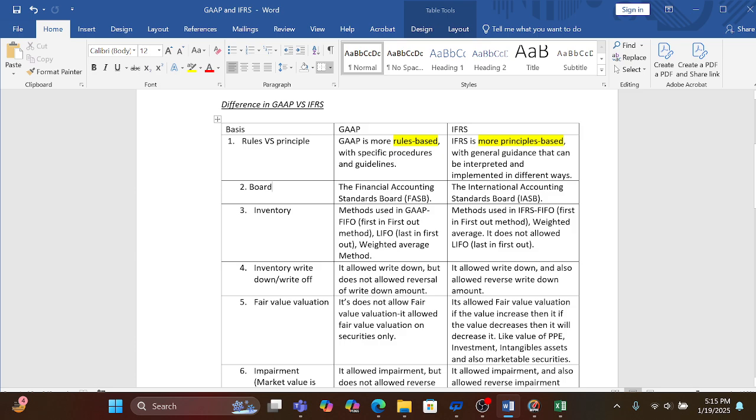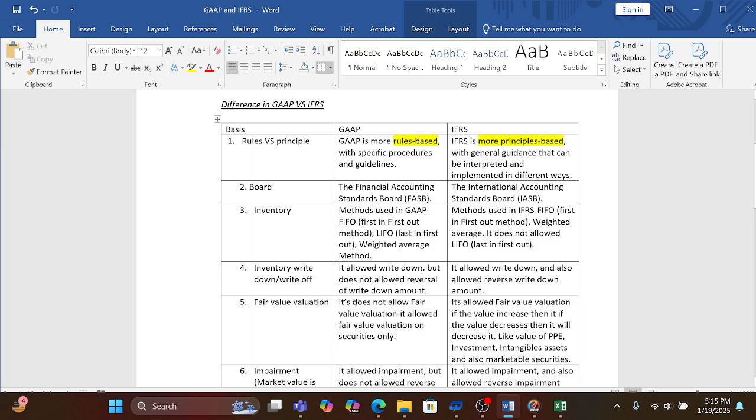So our next part is the board. Here GAAP is prepared by the Financial Accounting Standards Board, and IFRS is prepared by the International Accounting Standards Board, that is IASB, and for GAAP it is FASB.